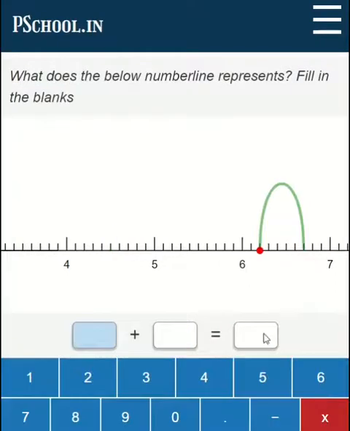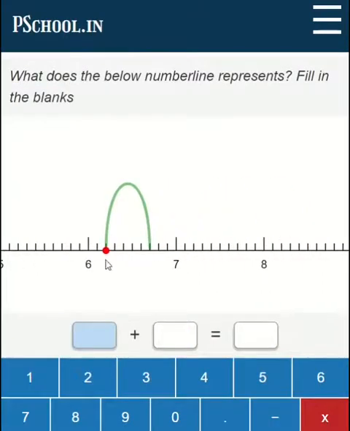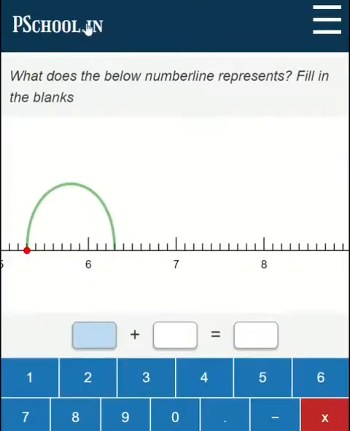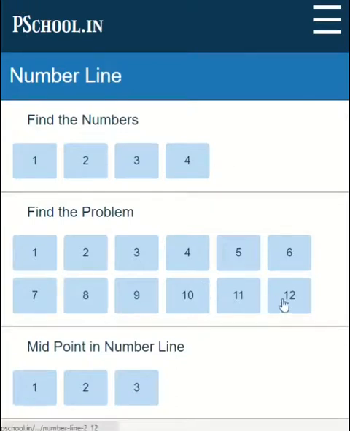This is an addition problem. 6.2 plus 1, 2, 3, 4, 5, that is 0.5, and we get 6.7. Yes. Let us try some other problem.